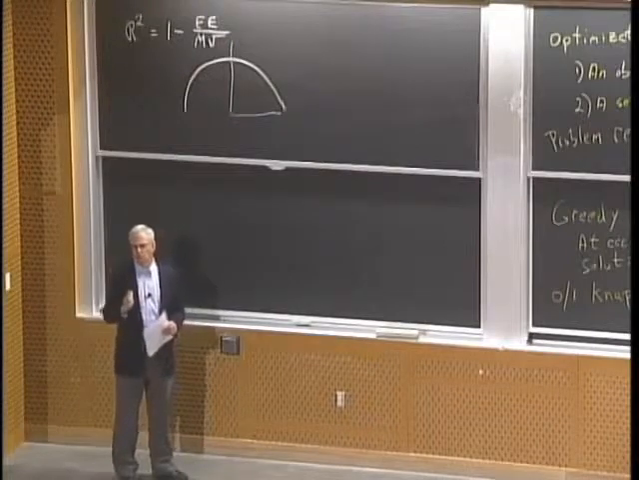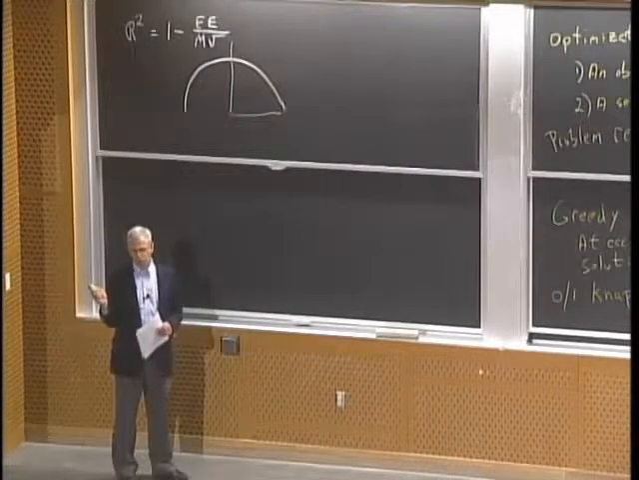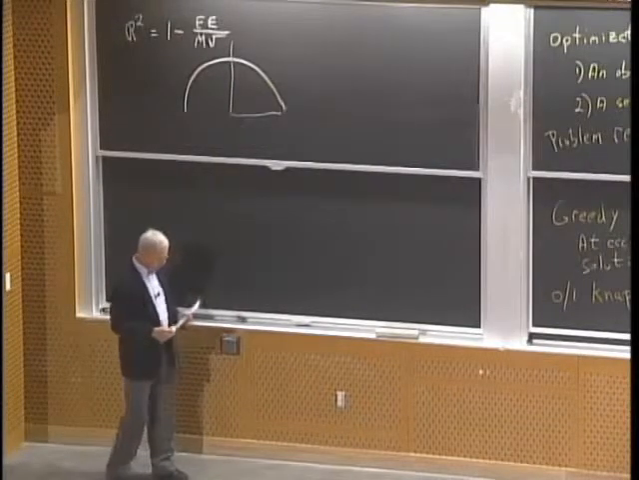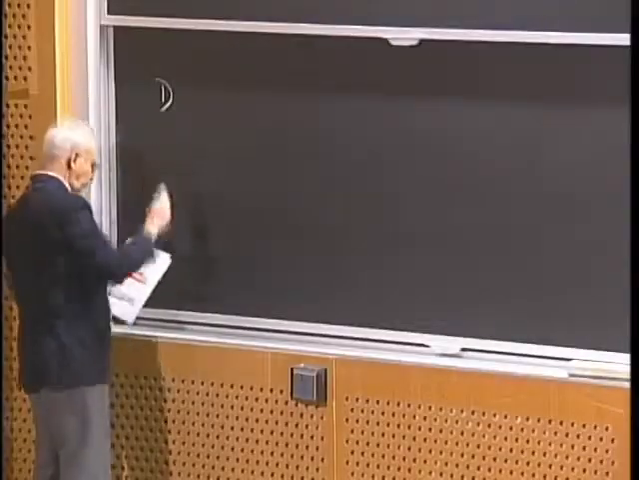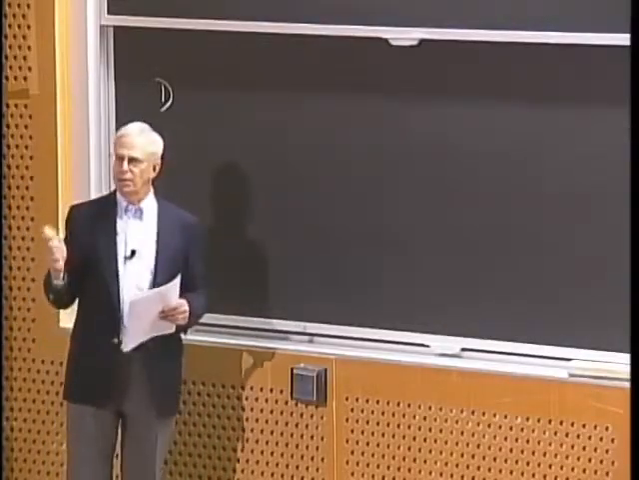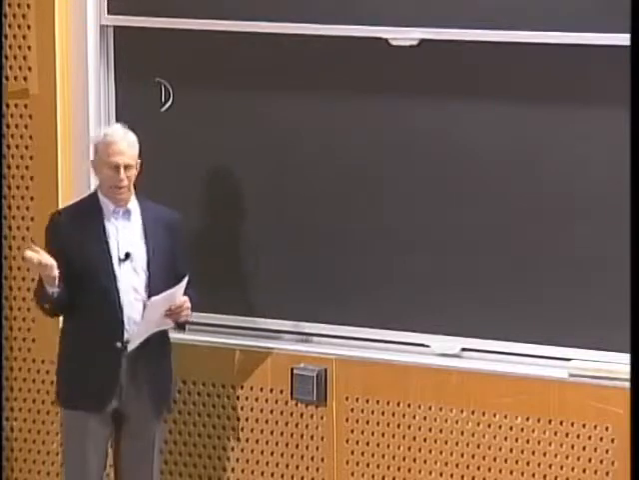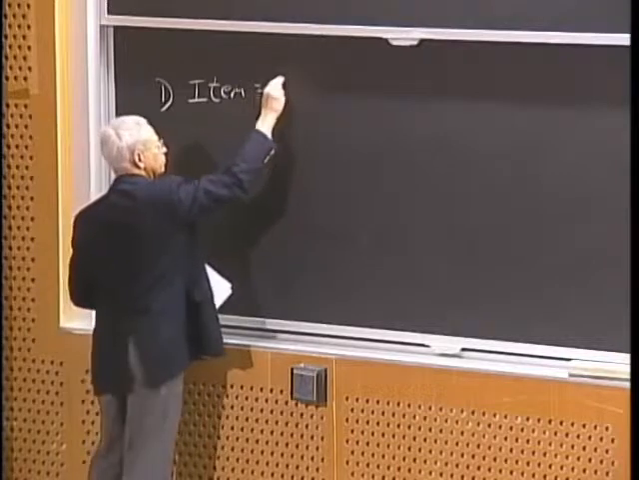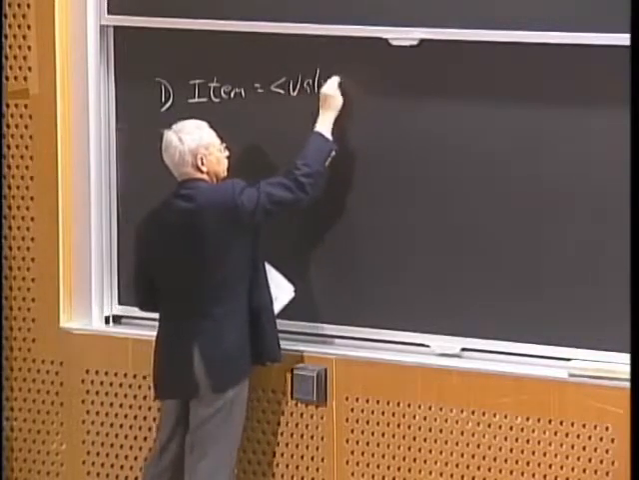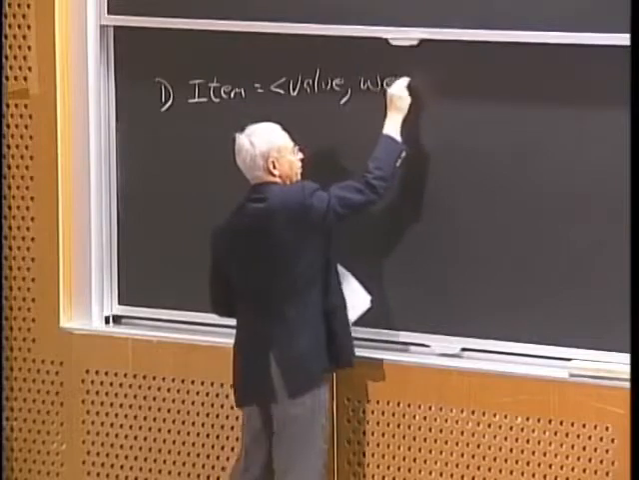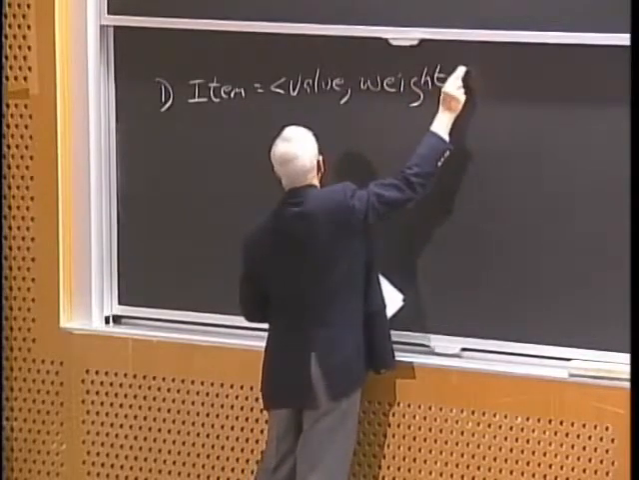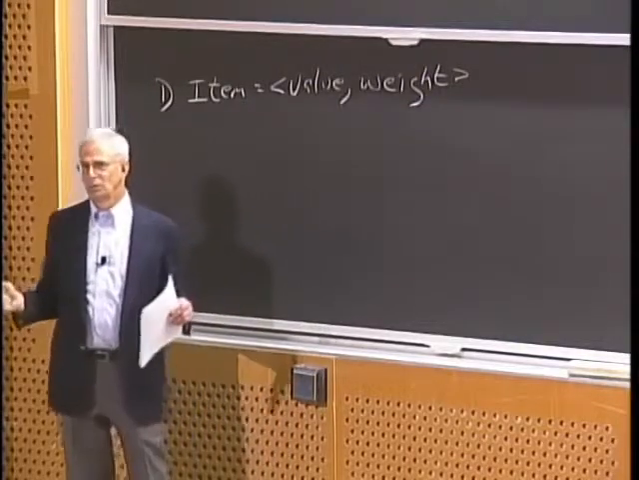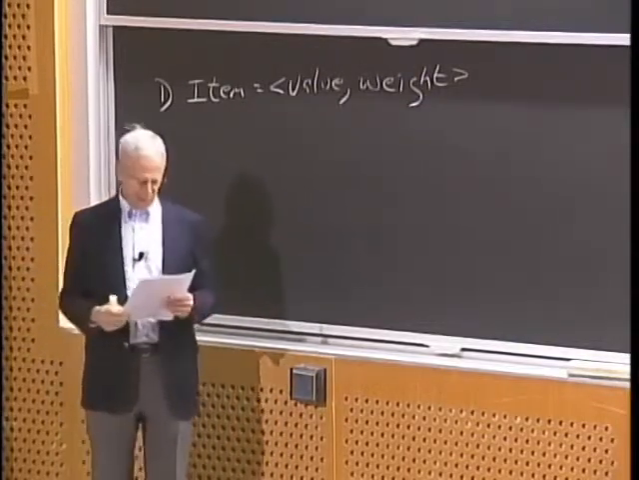So now let's look at a formalization of the 0-1 knapsack problem, and it's a kind of formalization we'll use for a lot of problems. So step one, we'll represent each item by a pair. Because in fact, in deciding whether or not to take an item, we don't care what its name is. We don't care if it's a clock or a radio or whatever. What matters is what's its value and what's its weight.